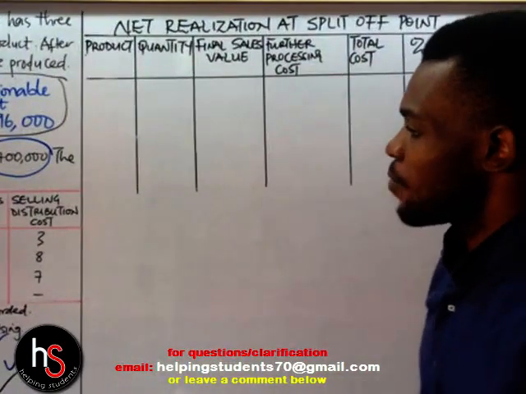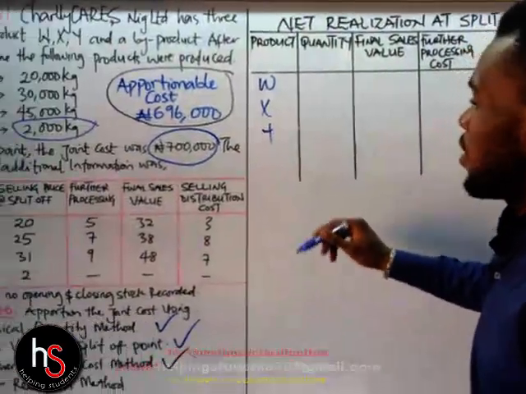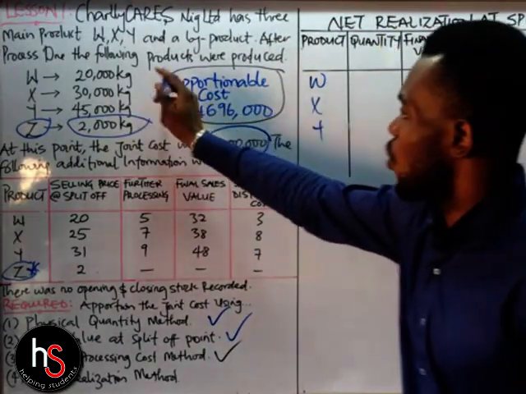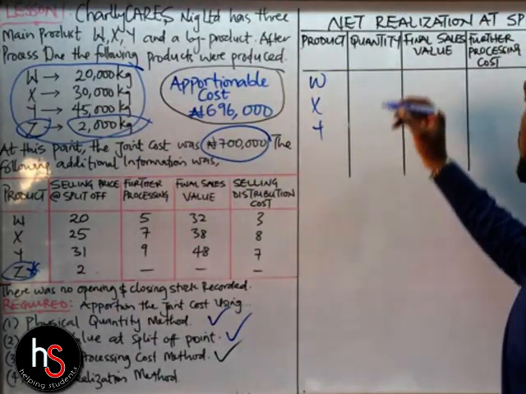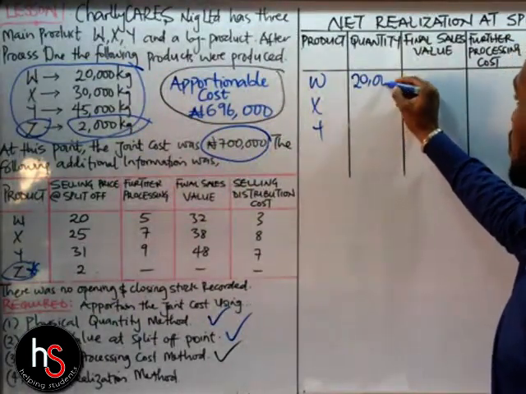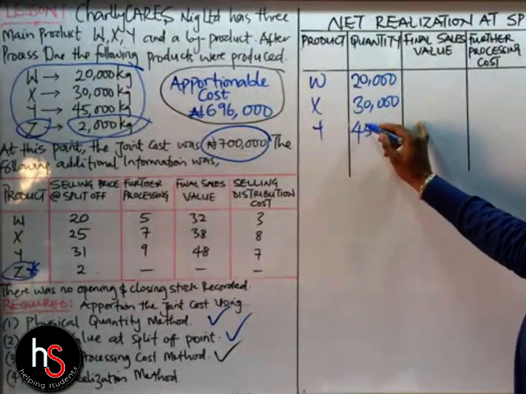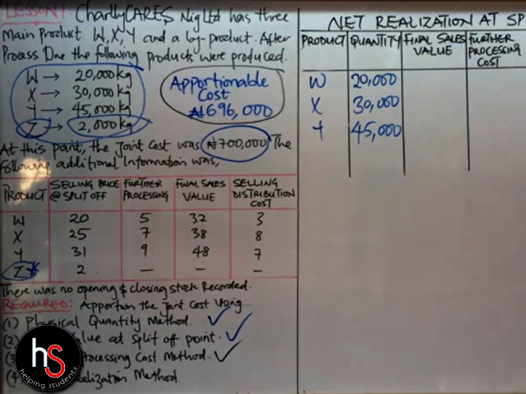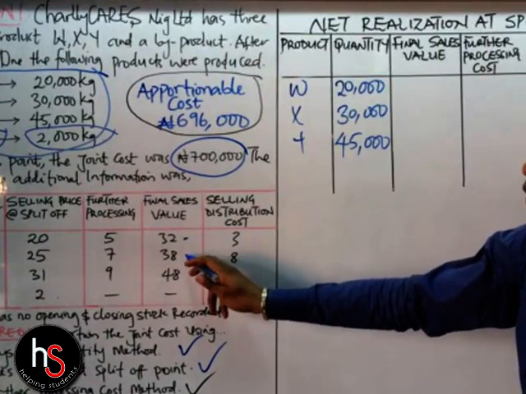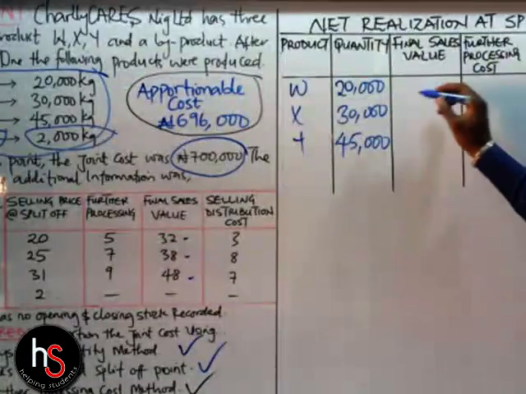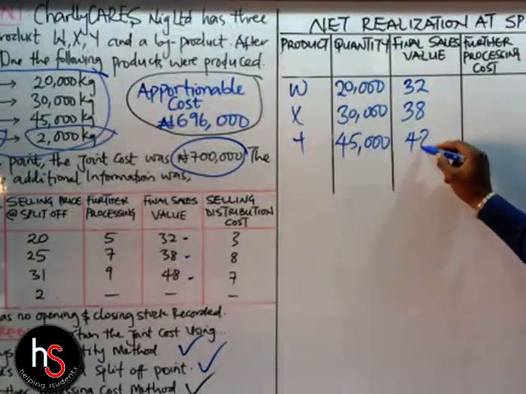Okay, and now we'll come to the last one, which is the net realization method. Now for the net realization method, we have our product as W, X, and Y. Then we have our quantity. Remember, these values represent our quantity. So we have 20,000, we have 30,000, and we have 45,000. Now the final sales value, we'll come back to the question. We have our final sales value as 32, 38, and 48.